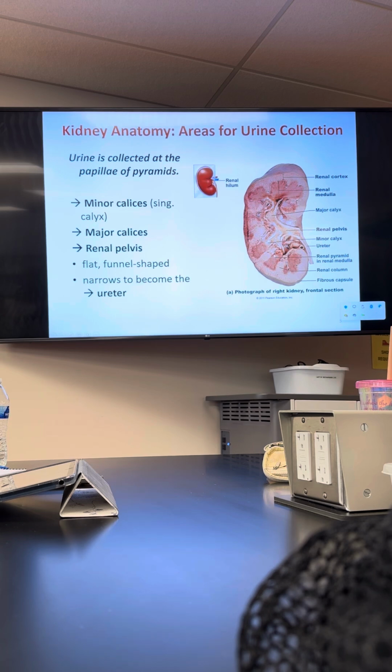I want you to now look at an individual pyramid. I want you to follow the tip of it, and this is an actual kidney now from this picture, but you can still see the same thing. It's going to start draining into these spaces before we get into the ureter. And so urine is collected at the papillae of the pyramids. This is where all of your collecting ducts are supposed to end. And that urine now is going to start accumulating into these small spaces.